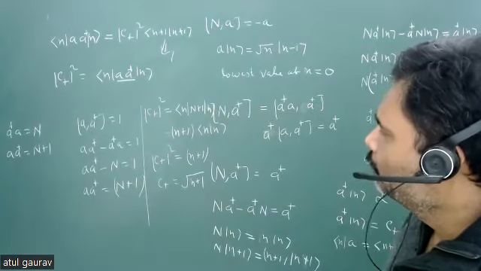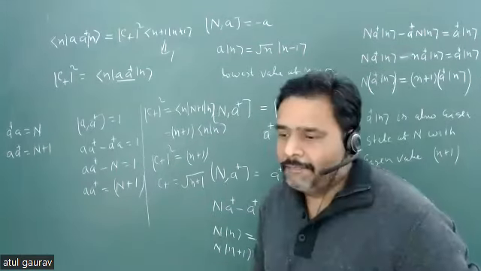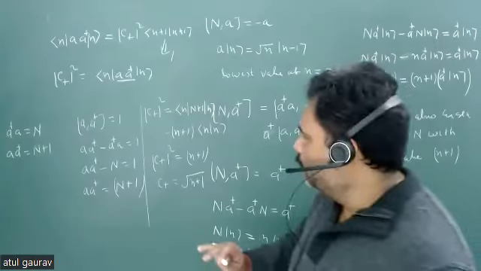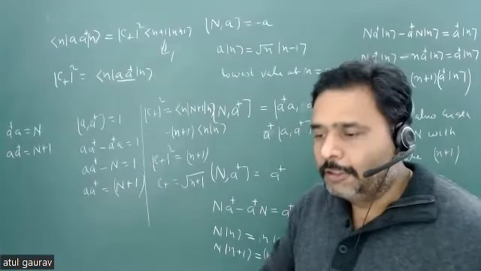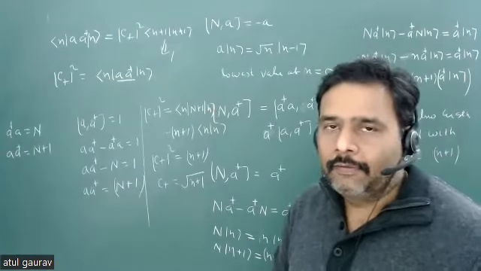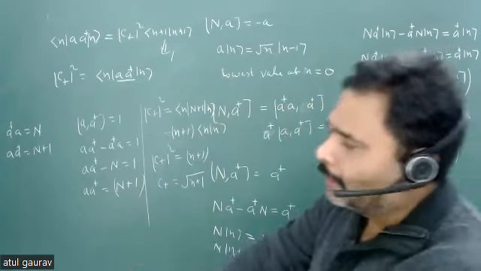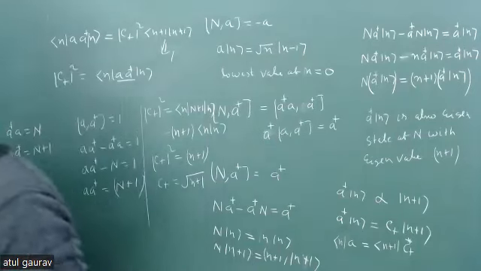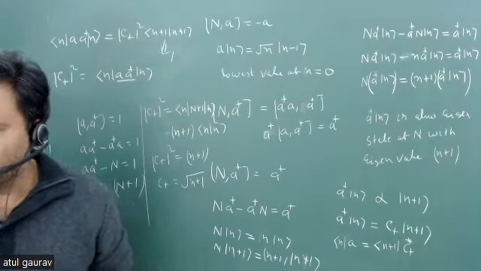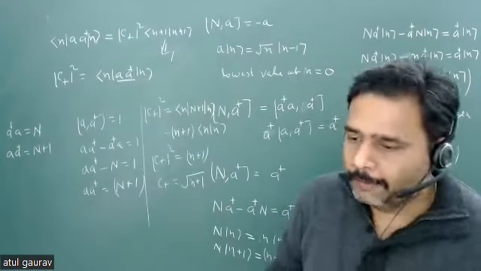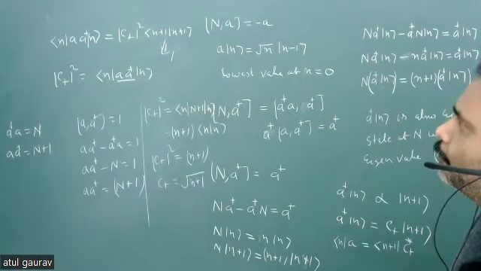So now the lowest value of n is equal to what? 0. And when you operate A† on |0>, you will get one step more. So let's see what we are getting from this particular result. Is it clear up to here? Everyone is comfortable up to this point? Yes, sir. Okay.